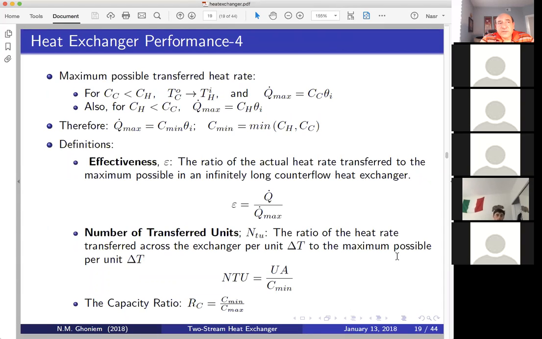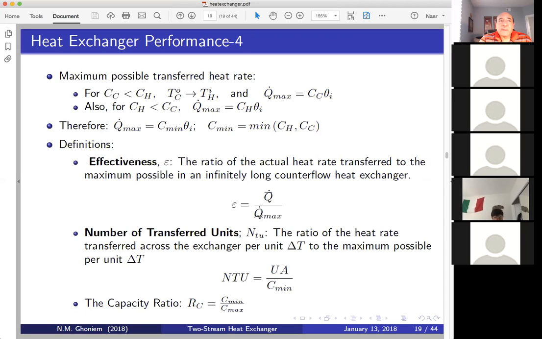Now, I think we are pretty much done with the theory. Now we're going to see how we will calculate the effectiveness, the number of transfer units, and how we're going to relate them to one another. So the effectiveness is defined as the actual rate of heat transfer, Q dot, divided by the maximum possible that can be transferred from the hot to the cold.